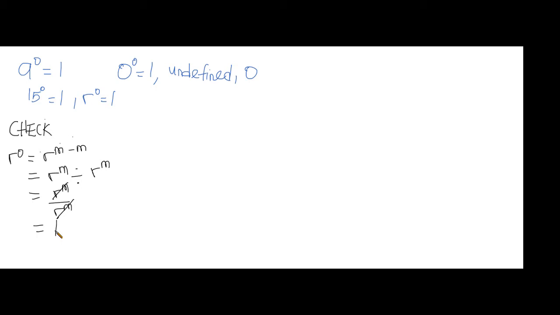Now the next law, which is a raised to the power minus m, which is equal to 1 over a raised to the power m. That means when we have a negative power, we take the inverse, and the negative power becomes positive. So that is what is actually happening here.